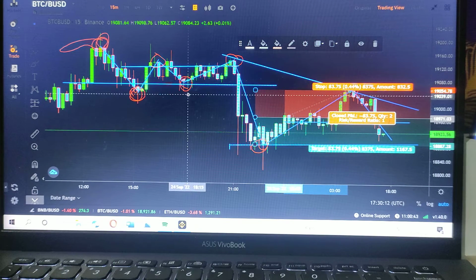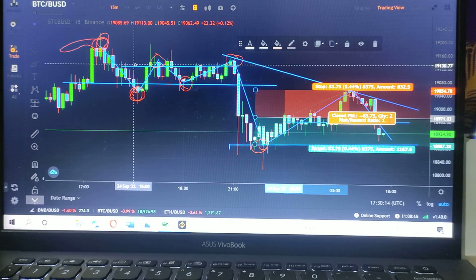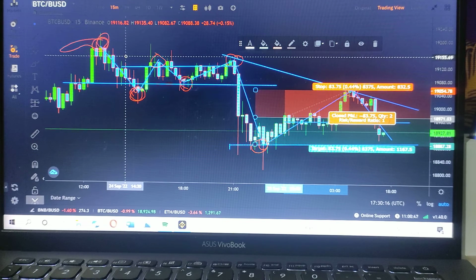So you have to know certain tactics. Don't simply enter, because if you simply enter, then definitely you're going to lose. So you should be very careful.